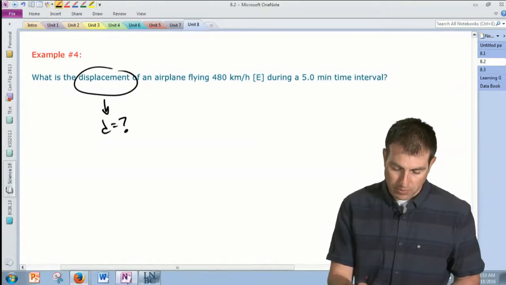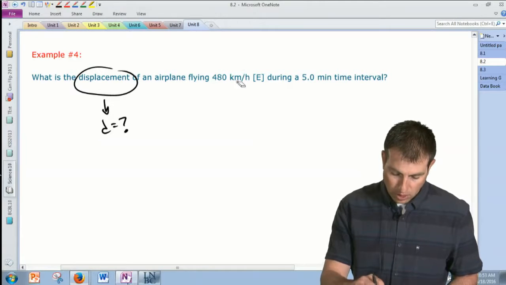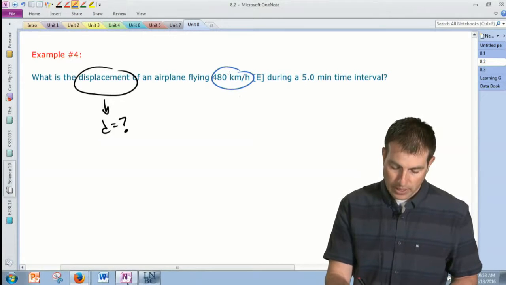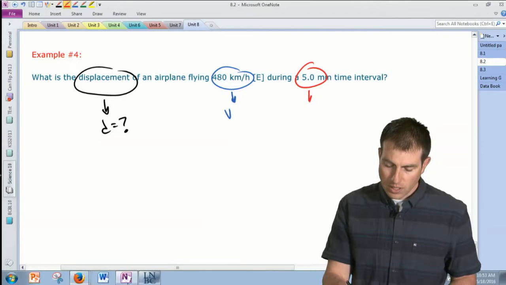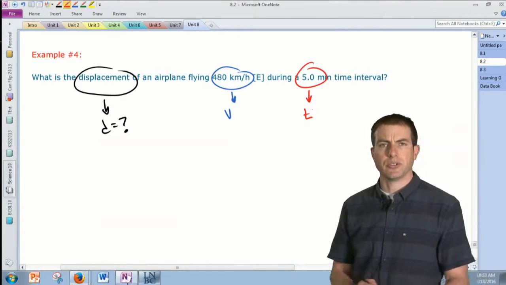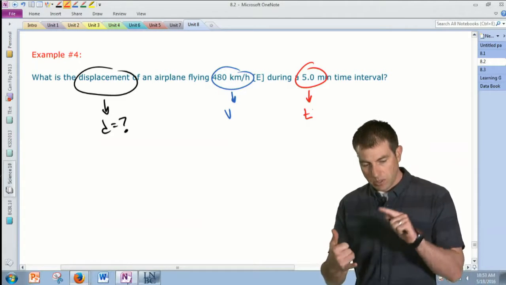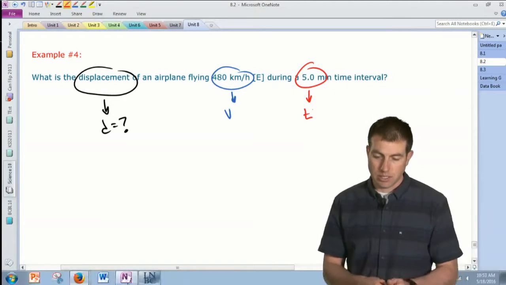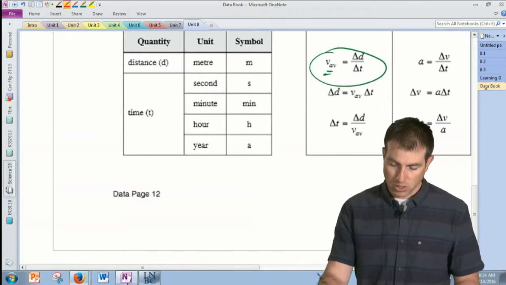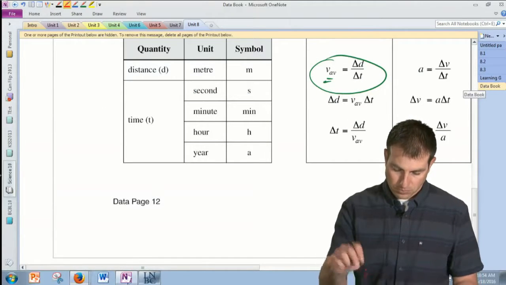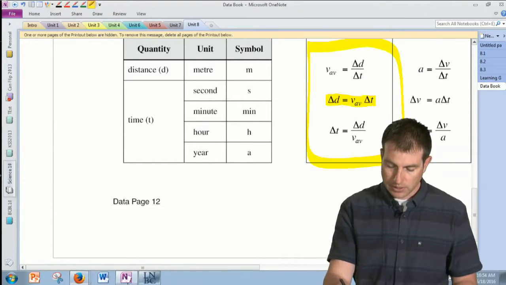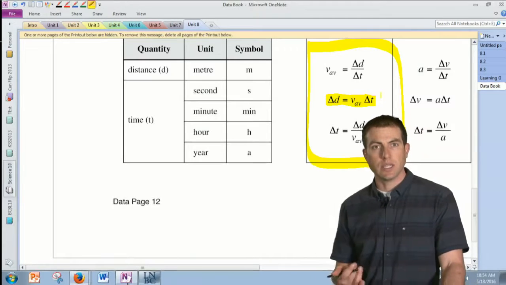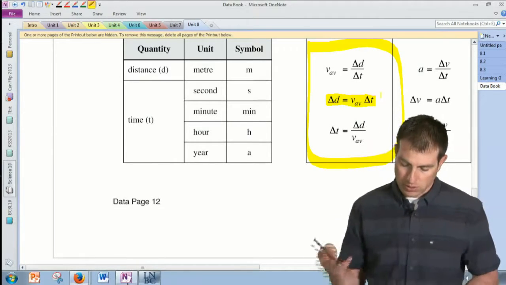What other information am I given? So I have 480 kilometers per hour. That is definitely a velocity. It's telling me how many kilometers I'm traveling every hour. And I also have a 5-minute time interval. So I need a formula with distance, velocity, and time, but it has to be isolated for distance. So if I go to my data book, I see that in the first column here, the second one has distance already isolated, and it has the 3 variables I need: distance, velocity, and time.